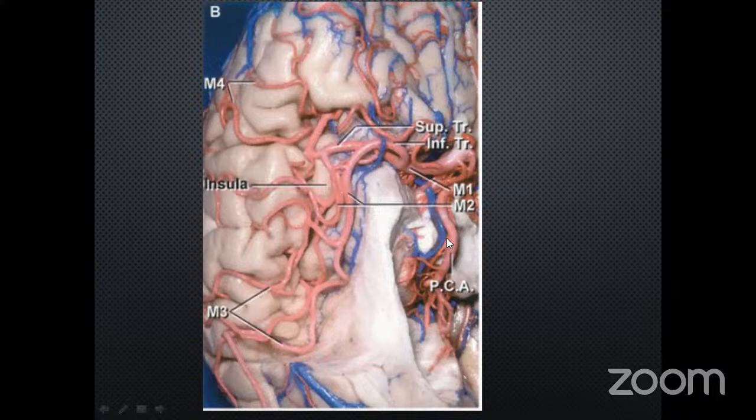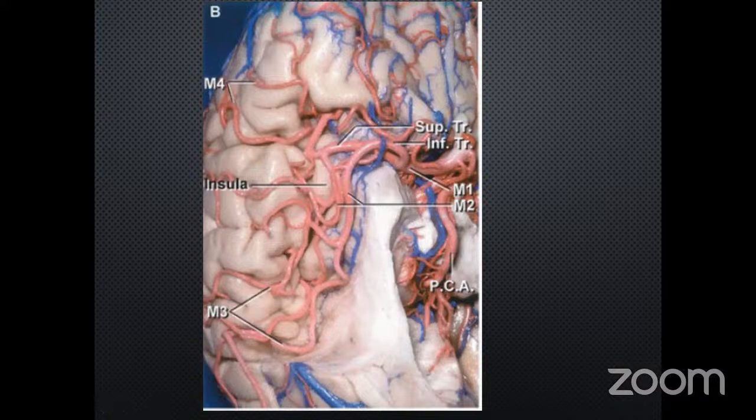So let's start from where the MCA arises now. The MCA arises from the bifurcation of the internal carotid. The M1 segment is from the origin till the bifurcation. Yes, sir. And what is this segment called? Is it the sphenoidal segment or is it the opercular segment? Sir, this is the sphenoidal segment, M1. So where does it take the first turn? It takes the first turn at the genu where it becomes the M2 segment.